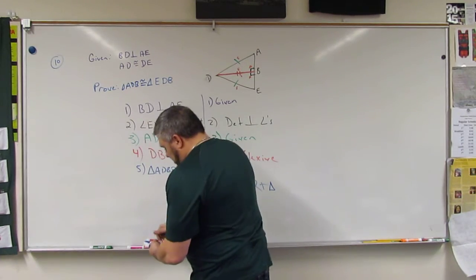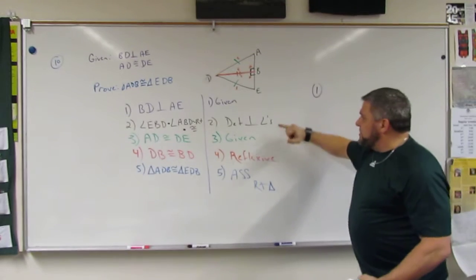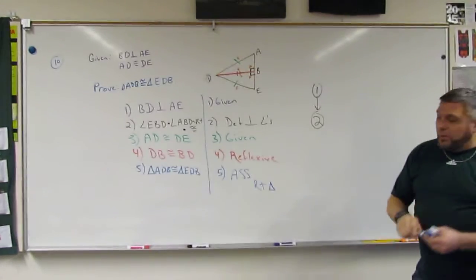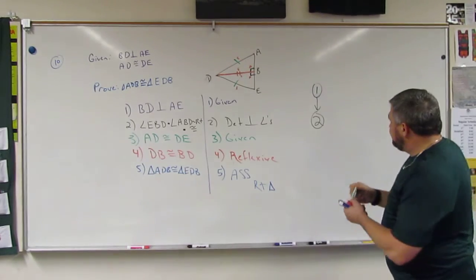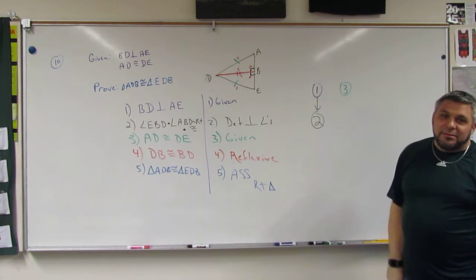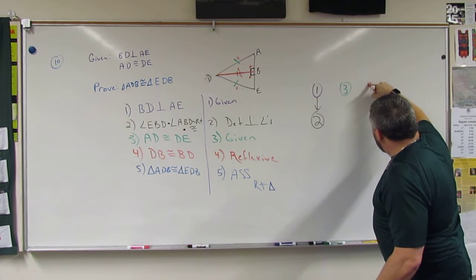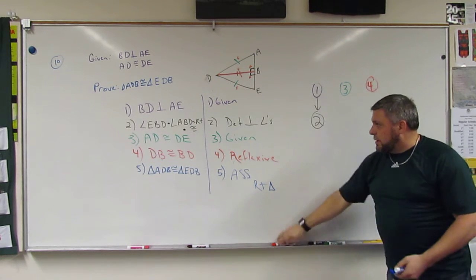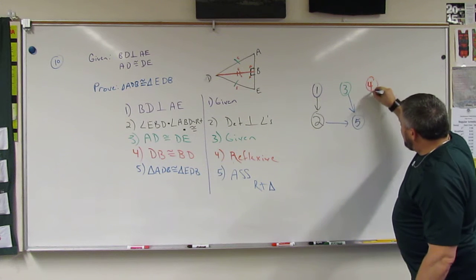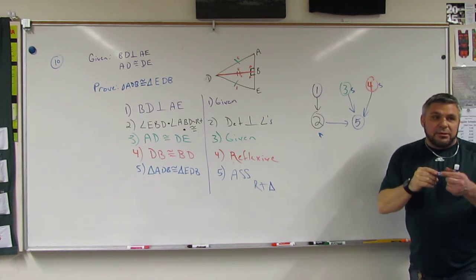Right? So let's take a look at these colors again. And let's flow through it. So number one, it starts us off. Do we get number two from number one? Yes, we do. Okay? Do we get number three from number two? No. Okay? Do we get number four from three? No, you get it from its own, it's its own little thing, right? So this is four, sorry. So we get four all by itself, right? Okay? And finally, how do we get five? We get it from two, three, and four, right? Because we get the angle, the side, and the side. ASS. That's the whole point.